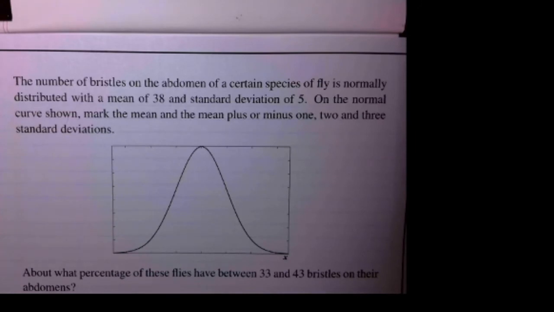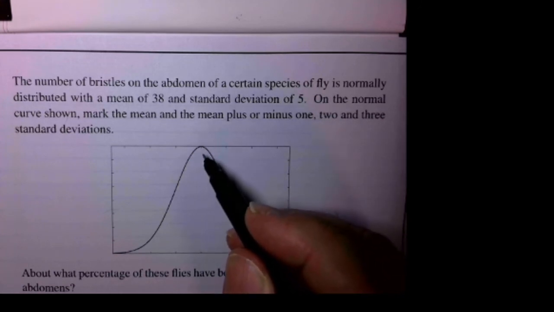Okay. So let's use this to do a problem. So here's an empirical rule problem. The number of bristles on the abdomen of a certain species of fly is normally distributed with a mean of 38 and a standard deviation of 5. On the normal curve shown, mark the mean, and so on. Okay, so let's do that.